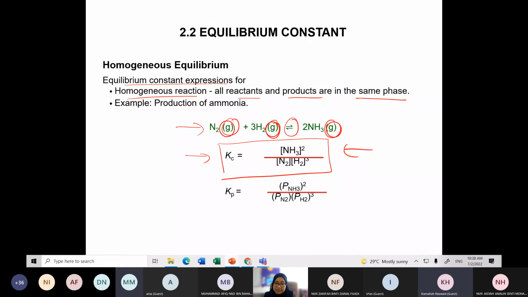The concentration of a solid is fixed. So when we calculate Kc, we must determine whether a gas has a concentration. Yes, for nitrogen and hydrogen we can determine the concentration. Same goes for ammonia. How about Kp? Of course, because all of them are gases. It is exactly the same, except that instead of measuring in terms of concentration, now we measure in terms of partial pressure.